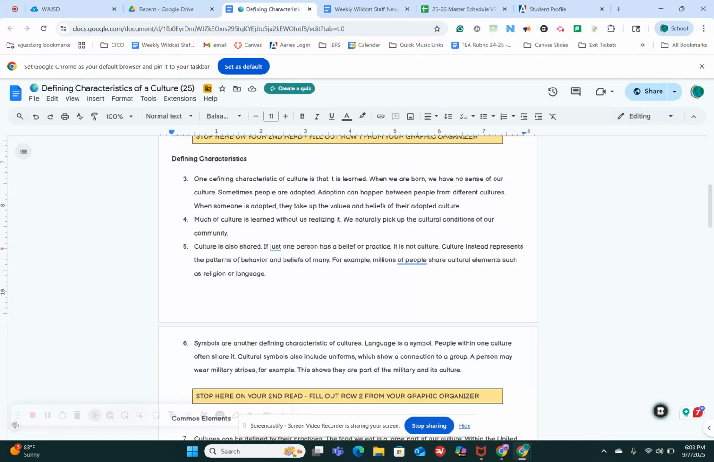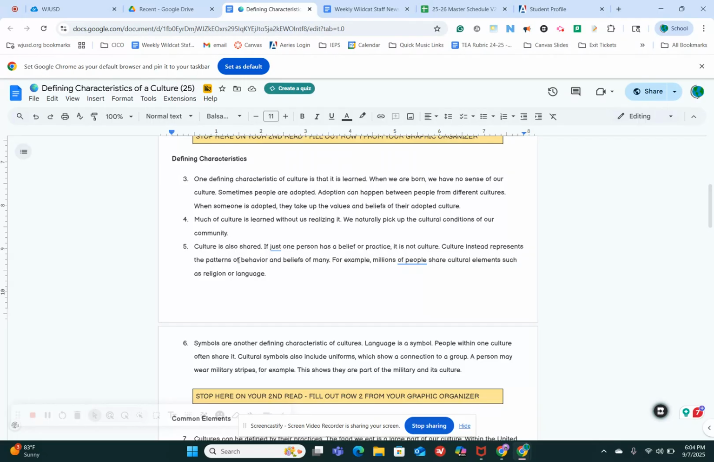Culture is also shared. If one person has a belief or practice, it is not culture. Culture instead represents the patterns of behavior and beliefs for many. For example, millions of people share cultural elements such as religion or language. Symbols are another defining characteristic of cultures. Language is a symbol. People within one culture often share it. Cultural symbols also include uniforms, which show connection to a group. A person may wear military stripes, for example. This shows us that they are part of the military and its culture.